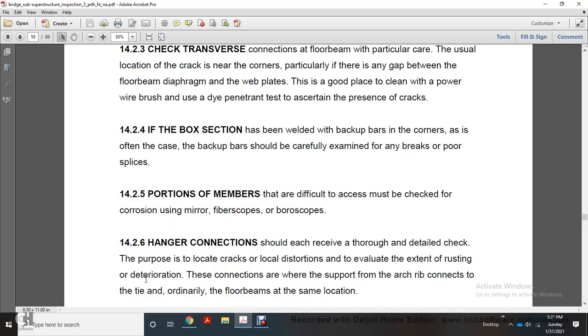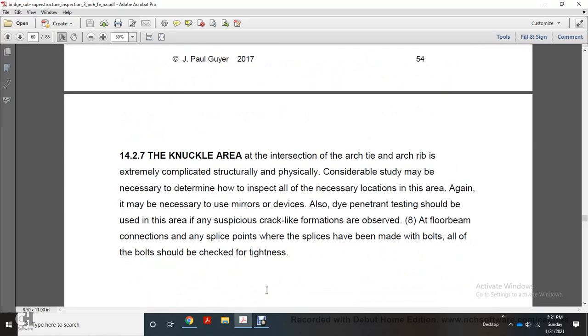Hanger connections should receive a thorough and detailed check for the purpose of locating cracks and local distortion, with essential attention to rust and deterioration of the connection to the support, the arch rib connection, and the tie and ordinary floor beams in the same location.